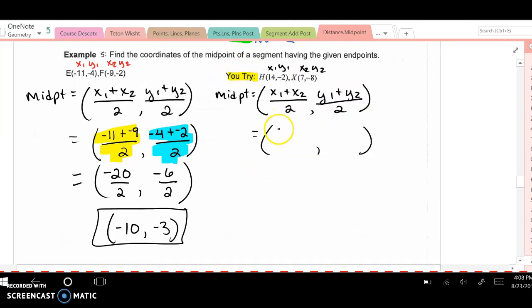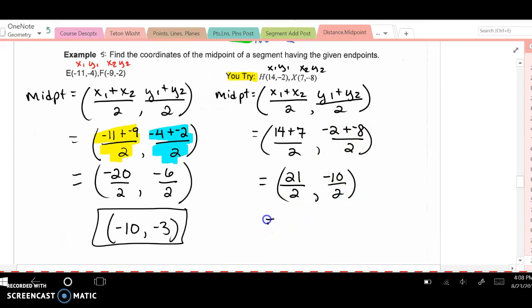Okay, so I hope you said 14 as your x1 plus 7, which is your x2 all over 2, and y1 was negative 2 plus y2 was negative 8 all over 2. So 14 plus 7, that gives us 21 over 2. And negative 2 and negative 8, that's negative 10 over 2. We can actually take the right-hand side, the y-coordinate, one step further.